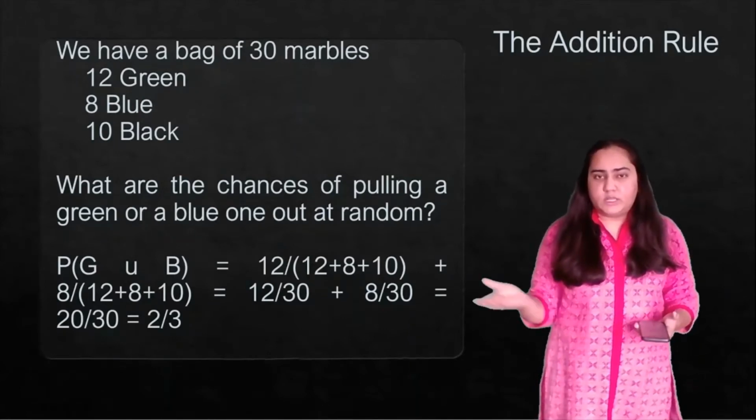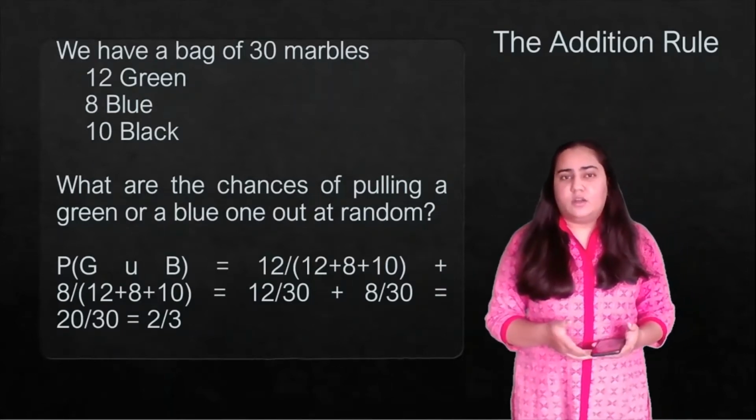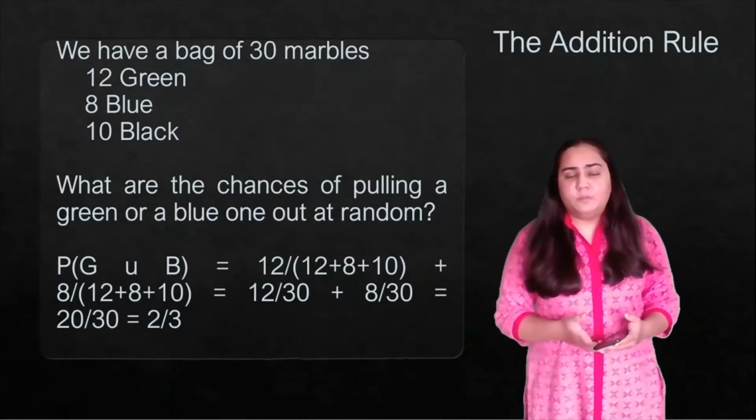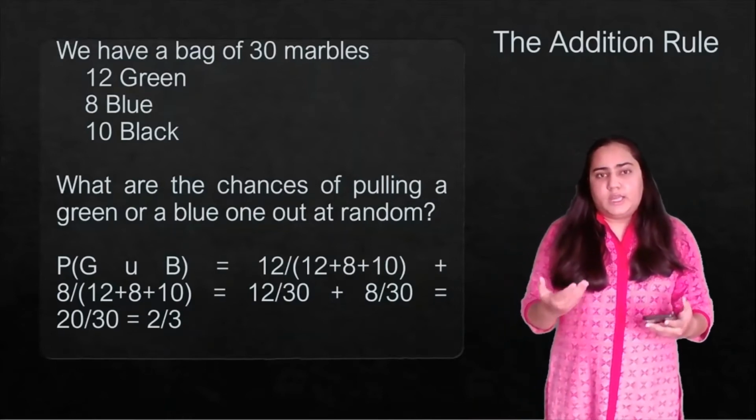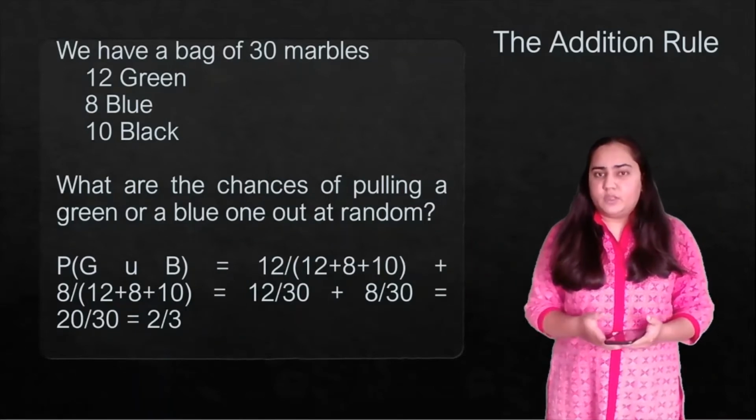So the probability is 12 by 30. And what's the probability of getting a blue marble? This is 8 by 30 because there are 8 blue marbles and totally 30 marbles.